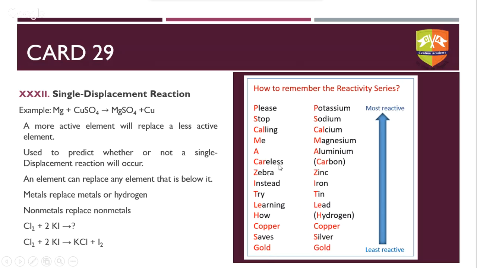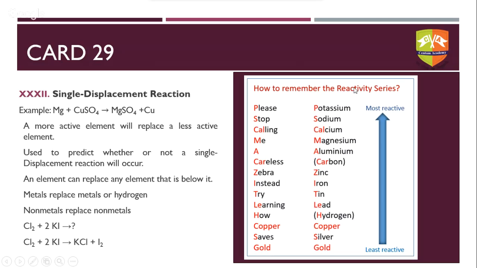So in all single displacement reactions, someone who is more reactive displaces someone who is less reactive. So for example, in this scenario, you can see that Mg and CuSO4 we are talking about. So Mg is above copper. So therefore, Mg will displace copper and remain in the solution.